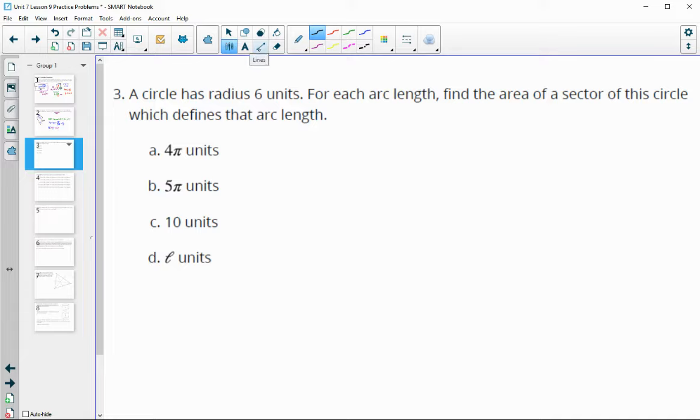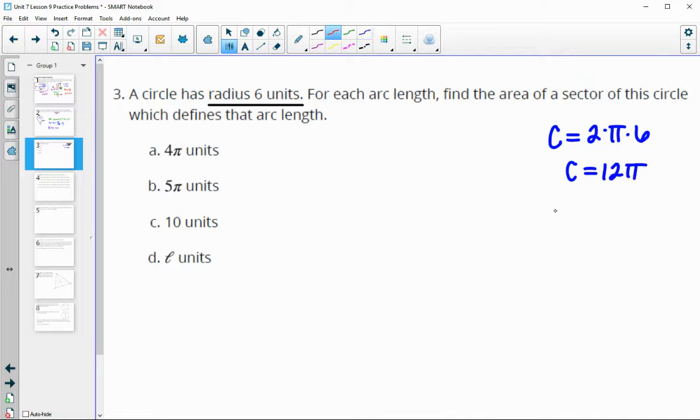All right, number 3 tells us that we have a circle with a radius of 6 units. For each arc length, so all of these here are arc lengths, find the area of the sector of this circle that defines this arc length. Arc lengths are part of the total circumference. So the total circumference would be 2 times pi times the radius, which is 6. So our total circumference is 12 pi.